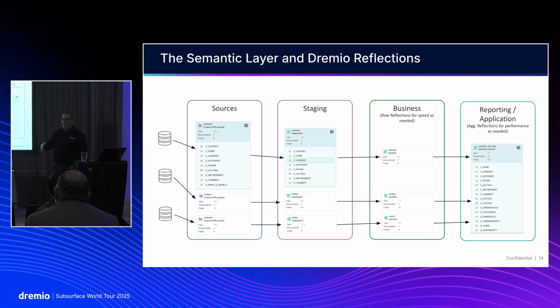So Dremio itself is monitoring queries as folks are using the platform, and will create these raw reflections and aggregate reflections, and also destroy them or drop them. Because these layers are going to be the primary layers that folks use, those are the objects that Dremio is going to create those reflections on. So I did want to mention that.